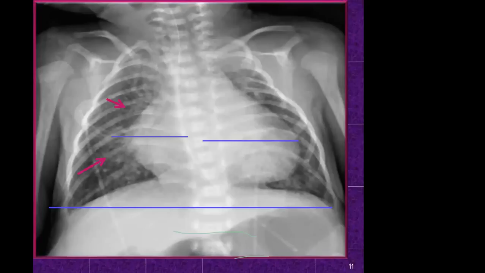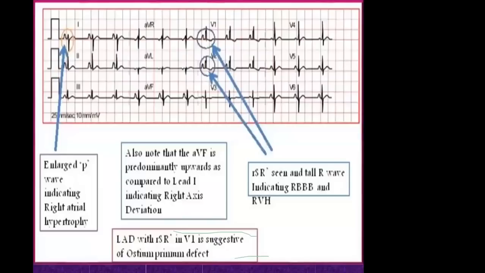Can someone recall what we learned in the last one or two sessions about the ECG changes? The first thing was right axis deviation. Yes, right bundle branch block we also notice over here. And there's an RV strain pattern, because the QRS is positive but the T wave is negative. What else do we see?